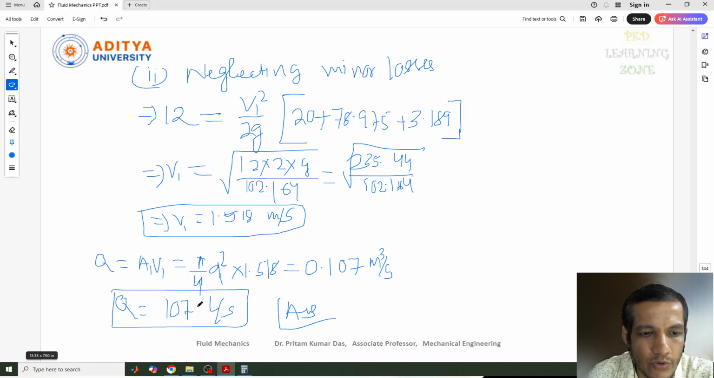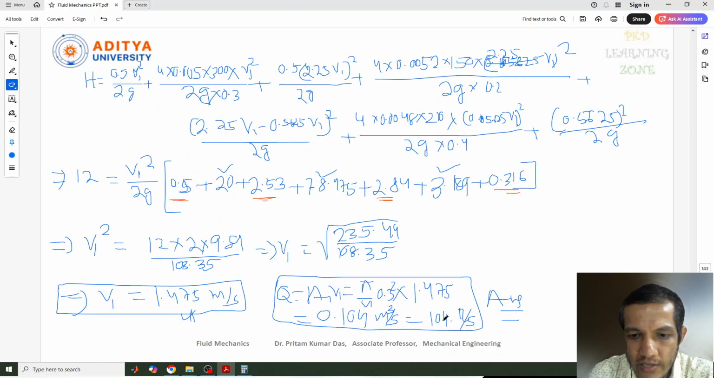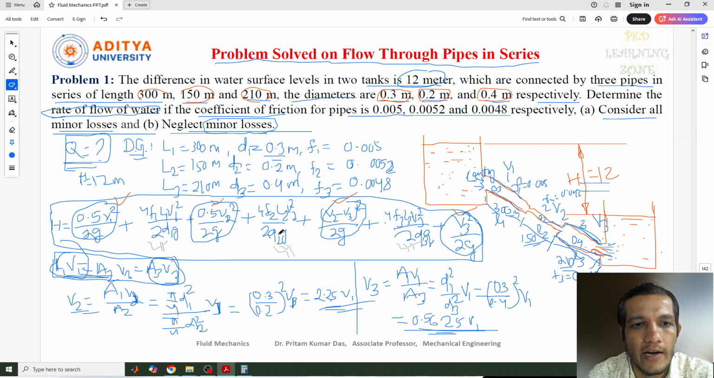Now, how much difference did we get here? If you see, this is the rate of flow 107 liter per second, and previously 104 liter per second. Thus, there is a slight difference between the rate of flow when you consider the minor loss and when you neglect the minor losses. So I hope you understand this problem, how to solve it.